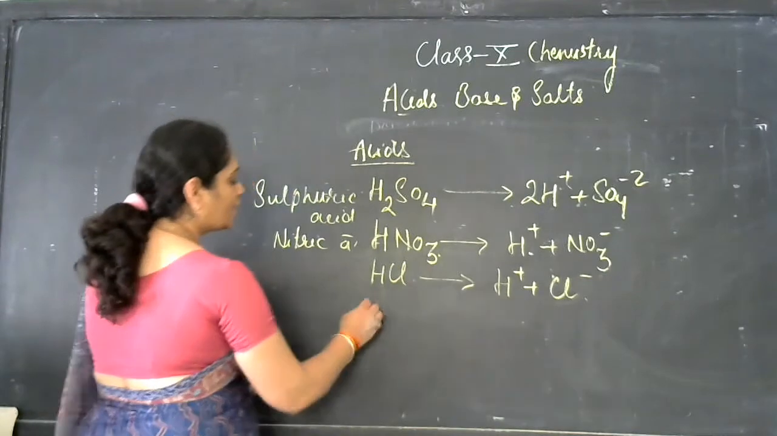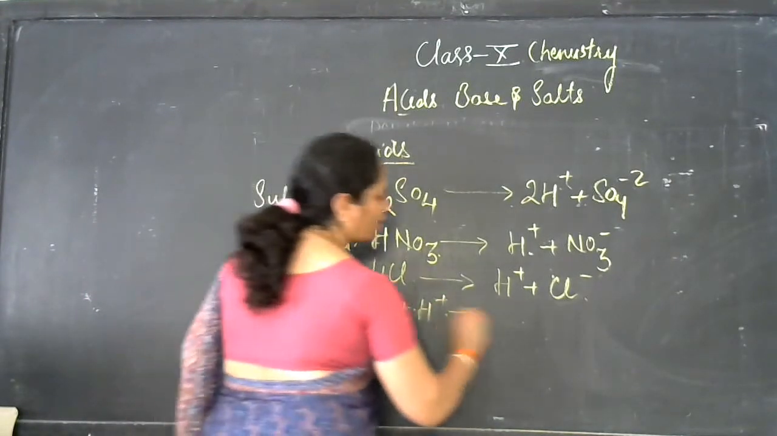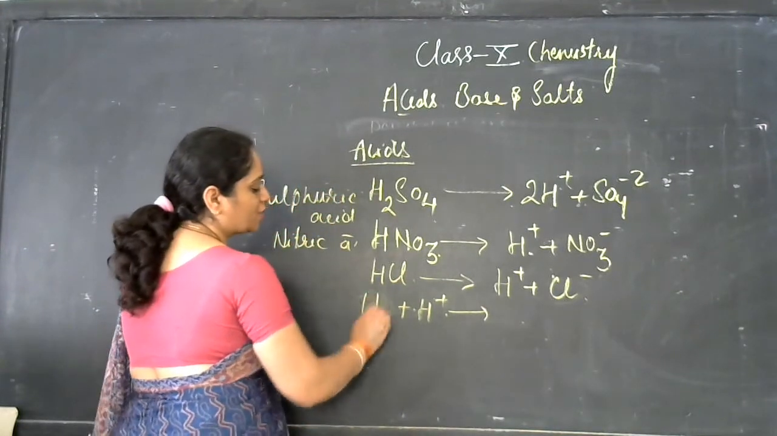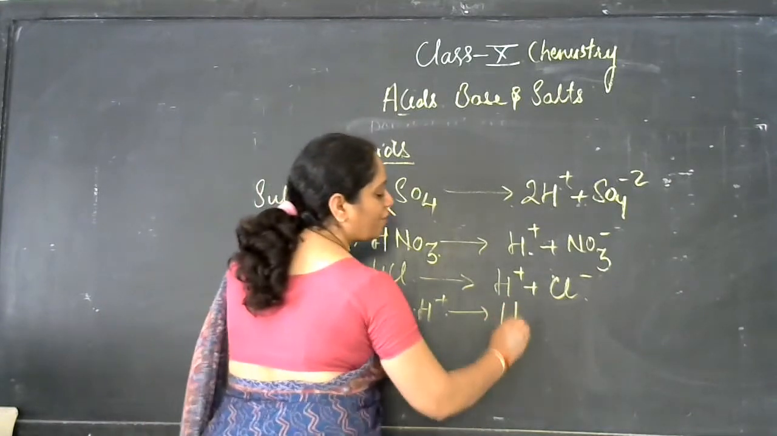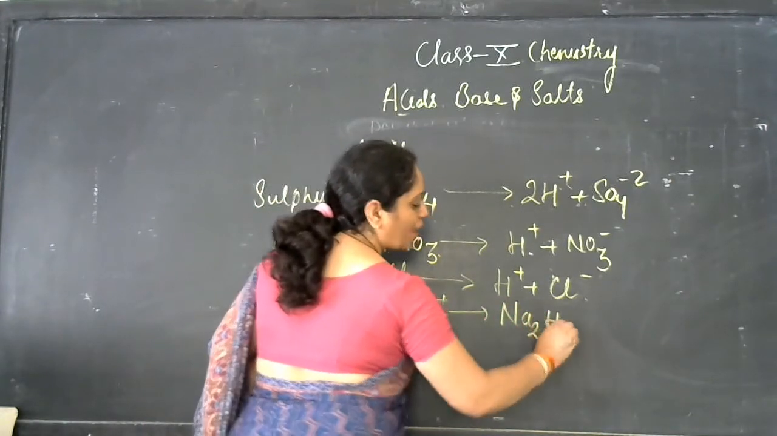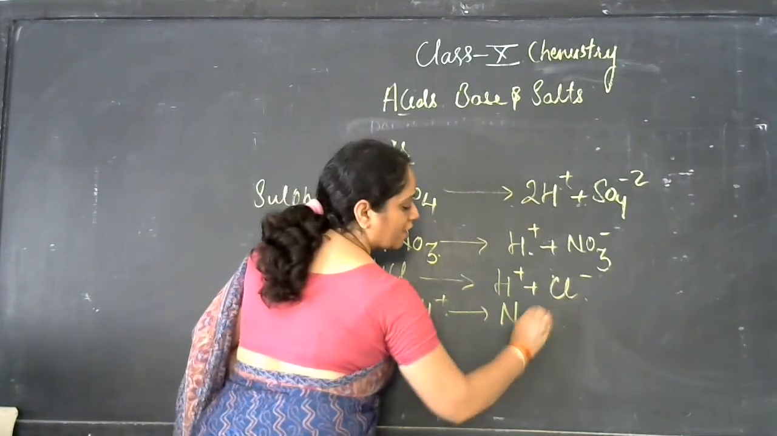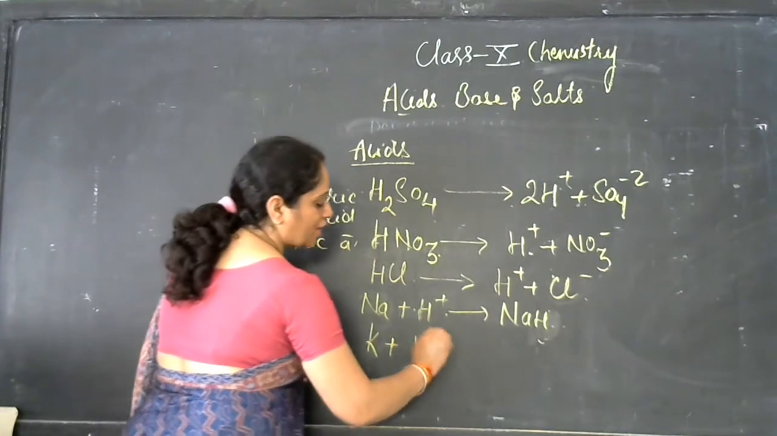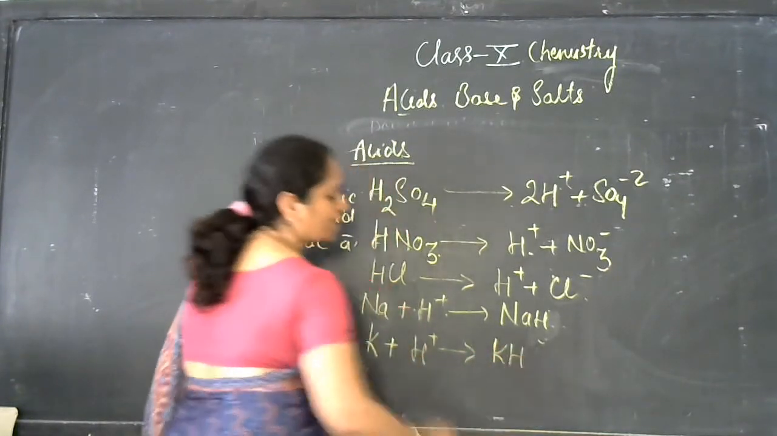How? This hydrogen ion concentration can react with any metal and get converted into its hydride form. Suppose I take sodium metal, that sodium metal gets converted into sodium hydride, NaH. When I take potassium, it can react and form KH.